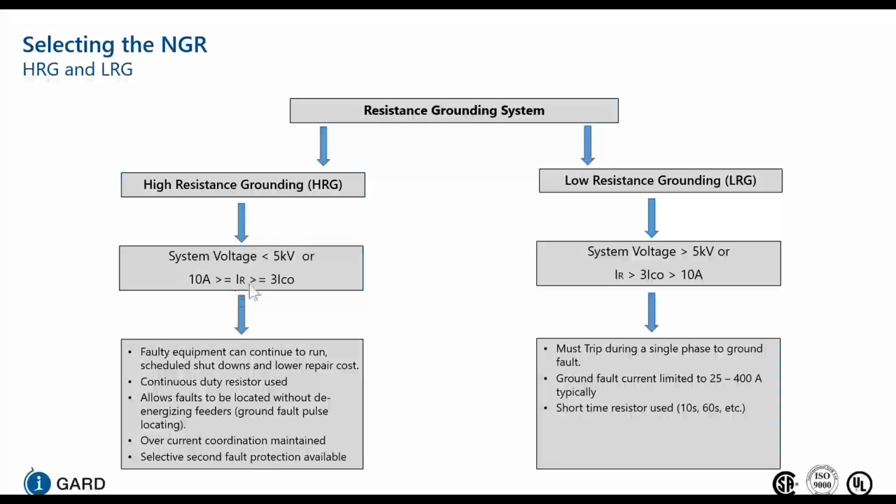On a high resistance grounded system, NFPA 70E and CSA Z462 state that if you have a system that's less than 5 kV and less than 10 amps, then you have a high resistance grounded system and an arc flash mitigation technique. So why is it 10 amps? Because 10 amps is basically the resistive current, which is equal to 10 amps or less, and the resistive current should be greater than or equal to the charging current of the system, defined as 3IC0.